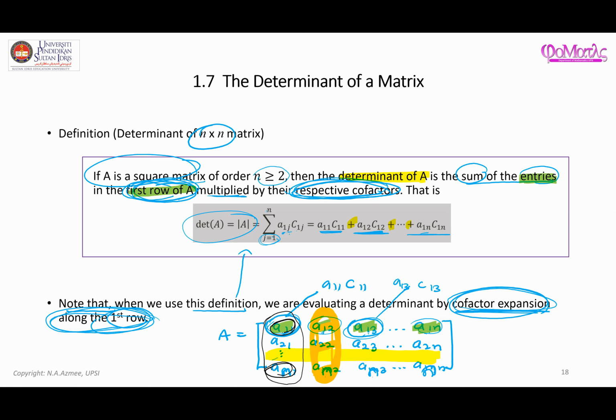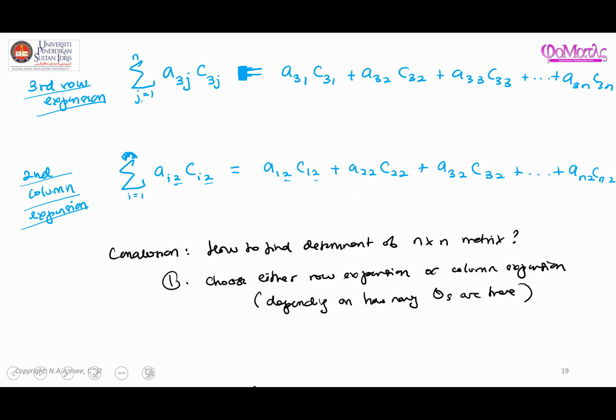Okay, so whenever you want to choose, either along the row or column, you go on and see in that particular matrix how many zeros you have. The more zeros you have, the better the process of finding the determinant, because then you don't have to find the minors and the cofactors associated with that, because the result is going to be 0 anyway when you multiply with the entries. Okay, so that's the first step.